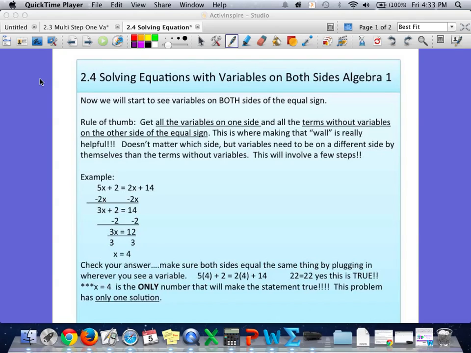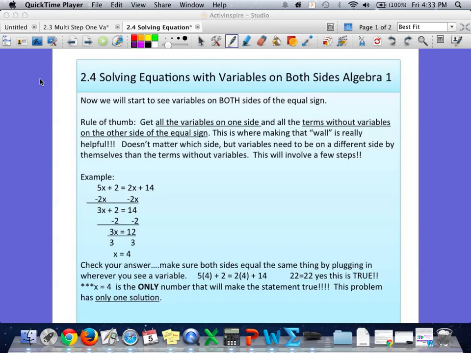We're going to be starting out with a smaller, not so complicated problem, but the rule of thumb is to get all your variables on one side, and all the terms without the variables on the other. Most people prefer to have those variables on the left, and let's get into the habit at first of doing them on the left until we're really good at it, and then it doesn't matter. This is where making that wall that we've been talking about is super helpful. It doesn't matter which side, but variables need to be on a different side from the ones that don't have variables. And this will involve several steps.